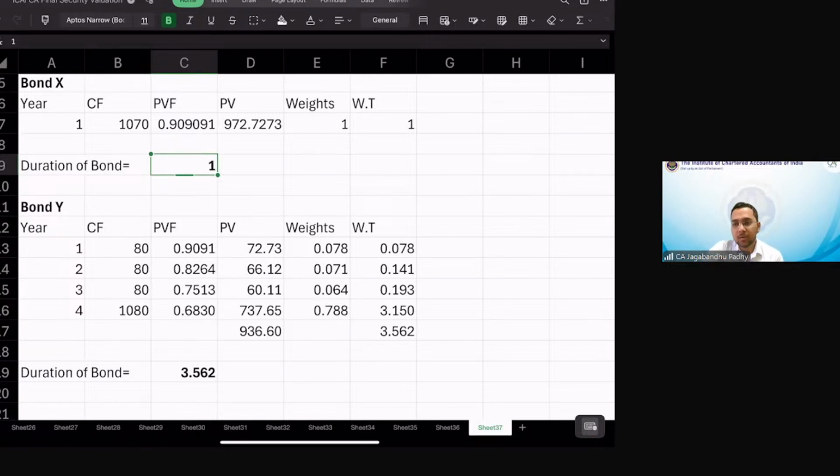Okay. I hope the bond modified duration calculation is clear to you. Yes, it's clear to you. Okay.